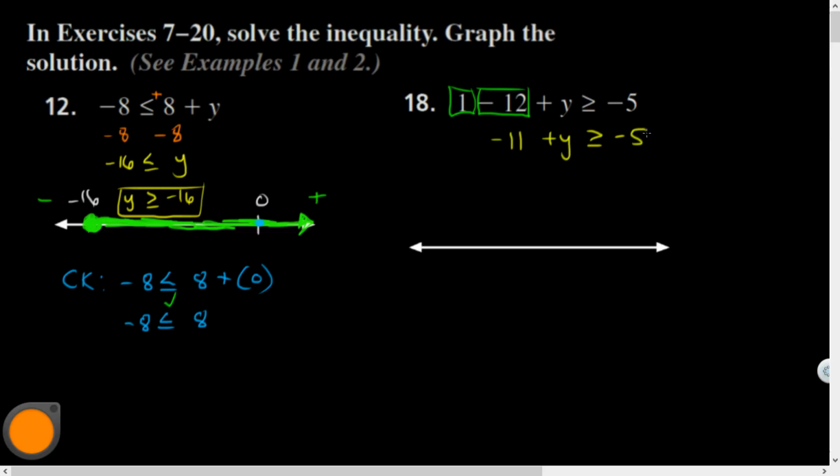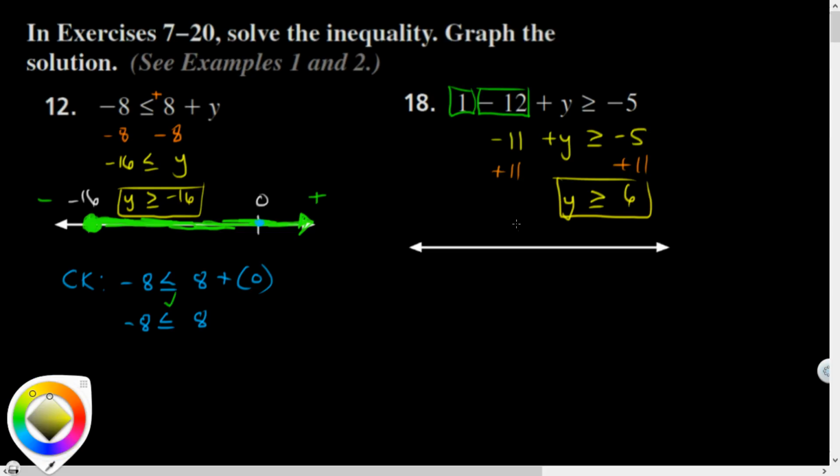I want the y by itself. This is already far away from it. Yeah, let's get rid of this 11 here, this negative 11. And the inverse of negative 11 is plus 11. Both sides. Both sides of the inequality, right? So I'm going to have y is greater than or equal to, looks like 6.